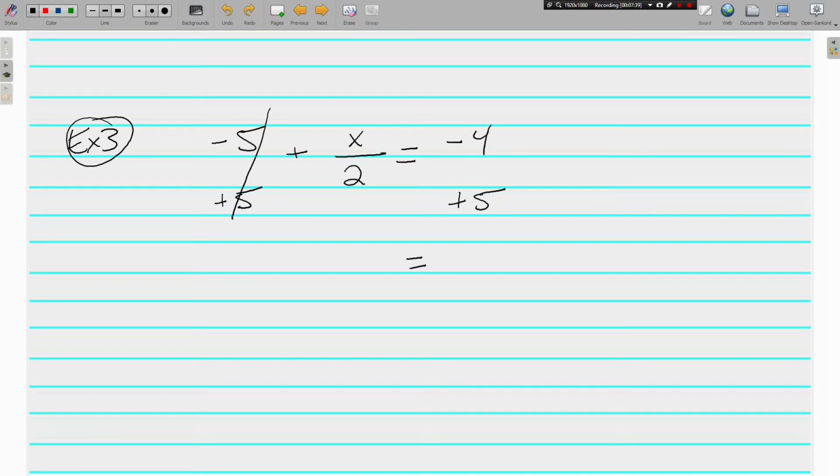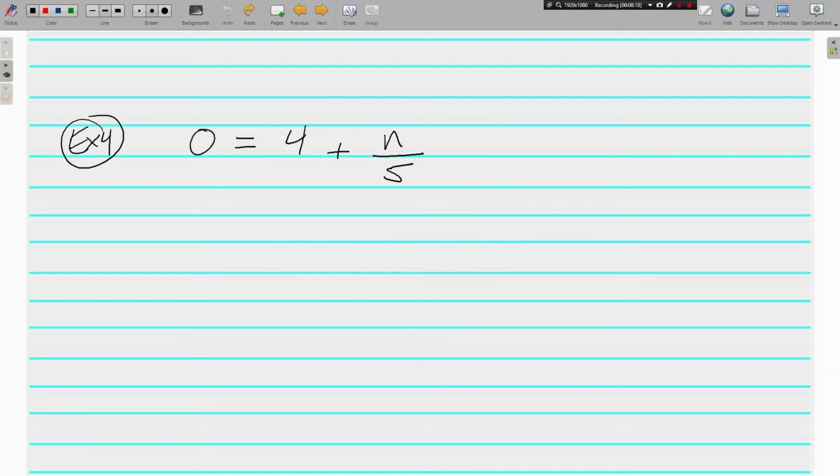So on the left, we're going to have x over 2 is still there. On the right, we have a negative 4 and a positive 5. I think the positives are going to win that one by 1. Now what's with the x? It's being divided by 2. How do you undo division? With multiplying. That makes the 2's cancel. And what you do to one side, you must do to the other side. So x is equal to 1 times 2 is 2.